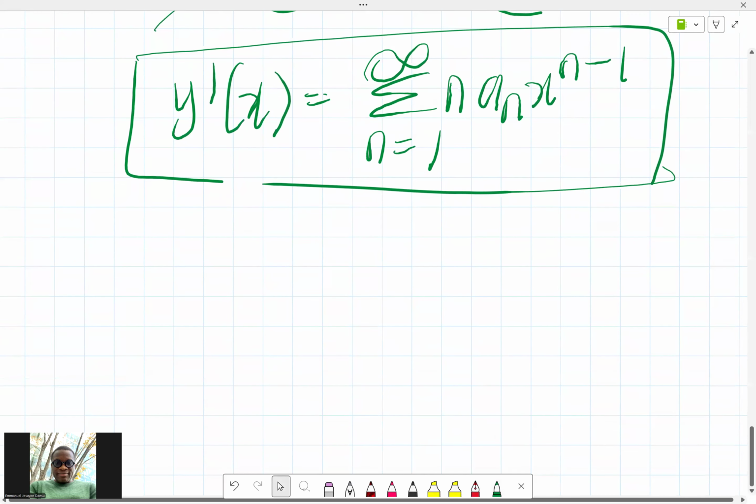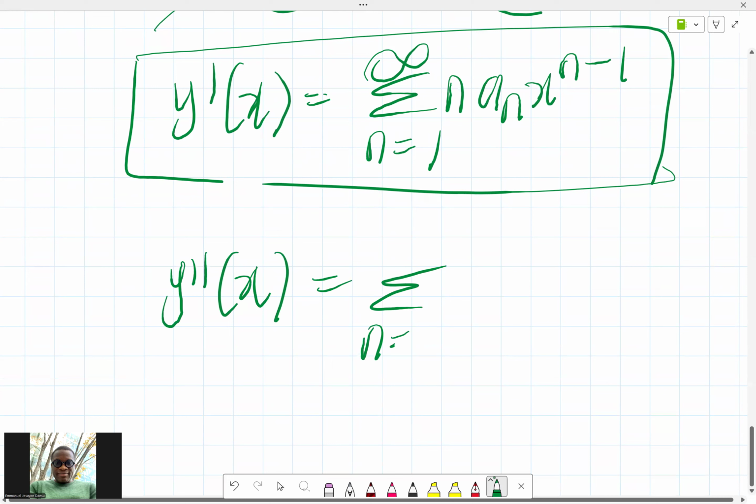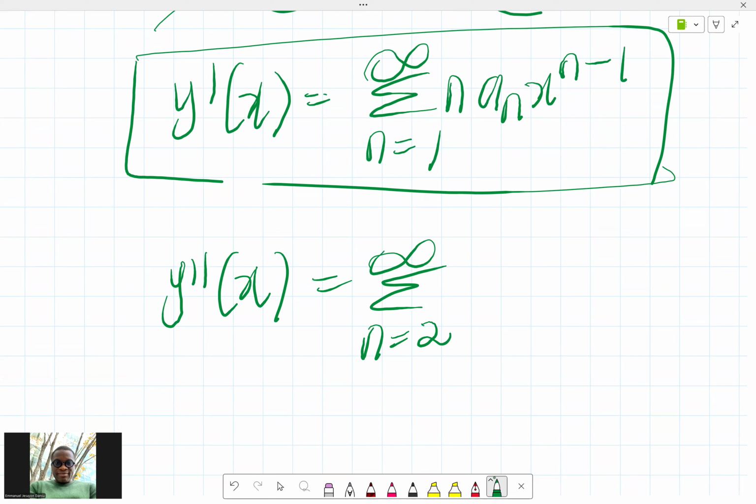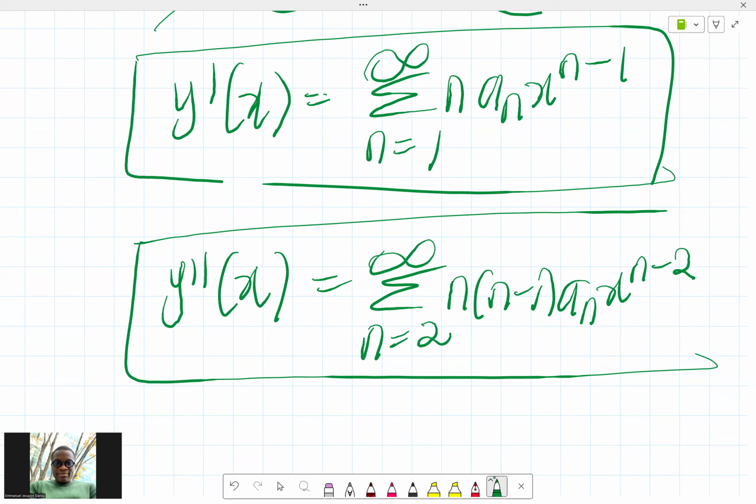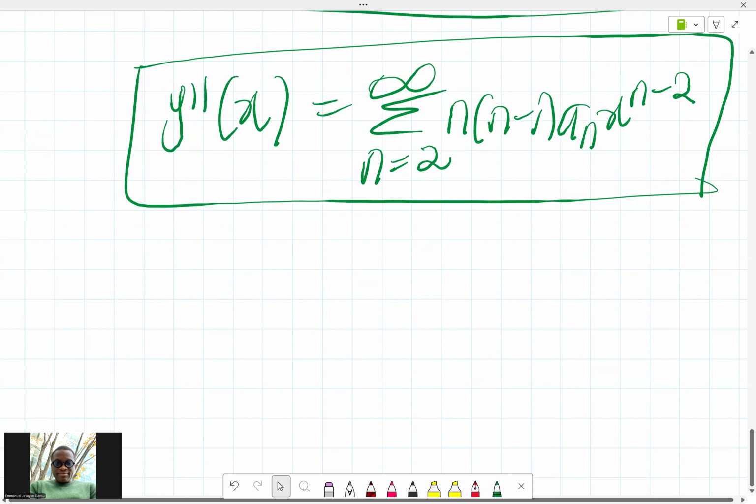If you also have a second derivative, y double prime of x is the summation from n equals 2 to infinity, because you have differentiated the second time, of n into n minus 1, an x raised to power n minus 2. That is how you get the second derivative. You can continue if you have a third derivative and so on.